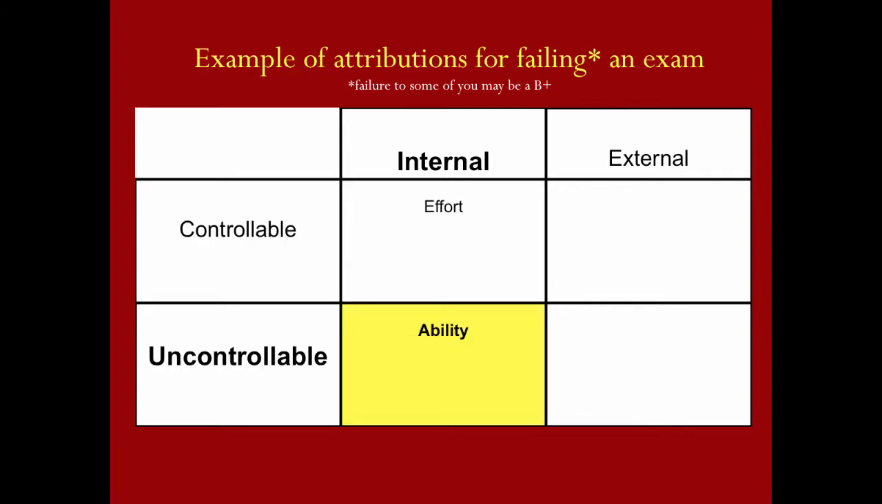Next, we're going to see what happens when a student attributes their failure to an internal, uncontrollable cause. Instead of attributing their failure to effort, they attribute their failure to ability. Ability is something that is internal to us, but is something that we're born with. It's seen as something that we cannot change, and so it is uncontrollable.